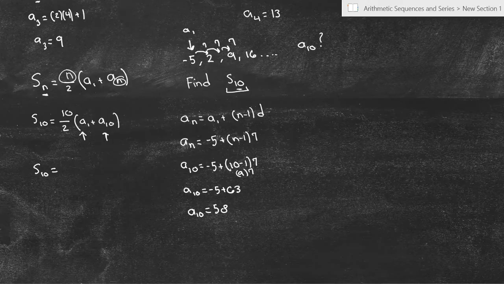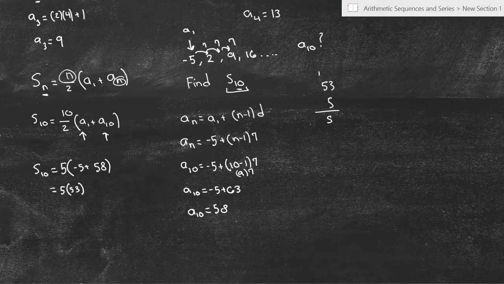So that's 10 over 2, which is going to give us 5, multiplied by -5 plus 58. Okay, so it's going to be 5 times 53. We can do that right here. 53 times 5. 5, carry 1, 26, 265. So the sum of the first 10 terms equals 265.